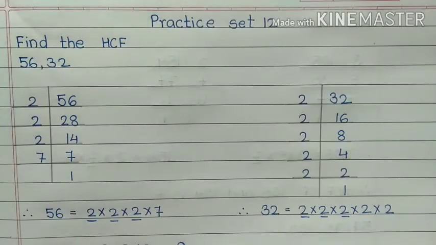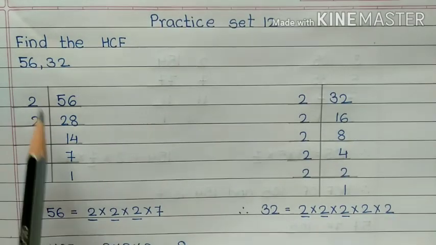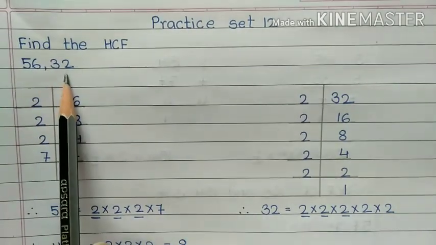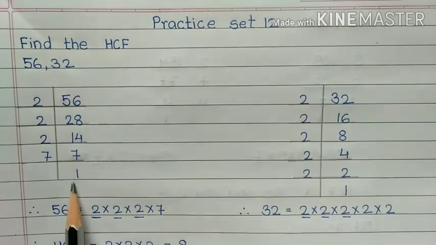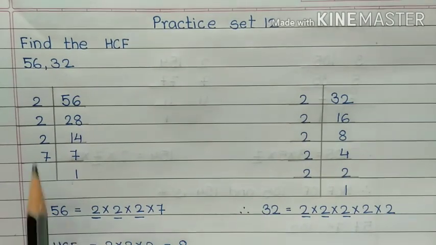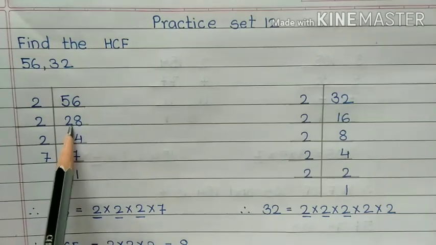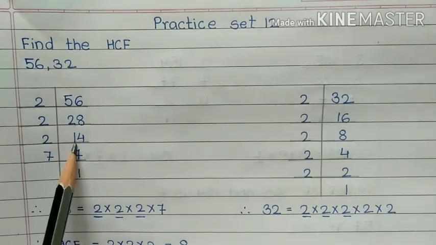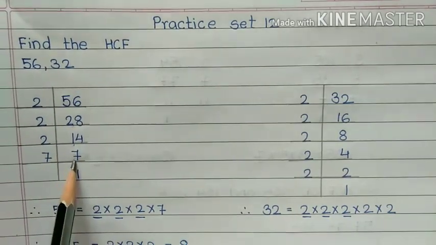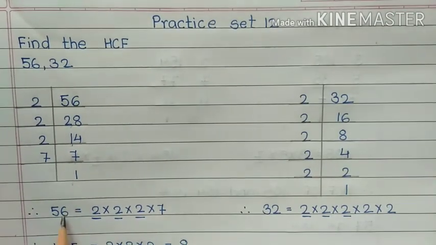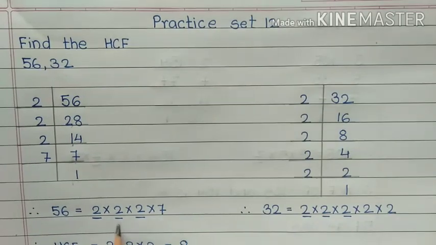Let us start with practice set 12. Find the HCF of 56 and 32. First, I have to find the prime factors of each number. 56 is divisible by 2, 28. 28 is divisible by 2, 14. 14 is divisible by 2, 7. 7 is prime, so 7 ones are 7. So 56 is equal to 2 multiply 2 multiply 2 multiply 7.